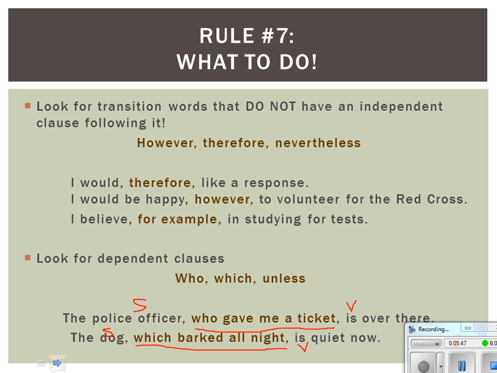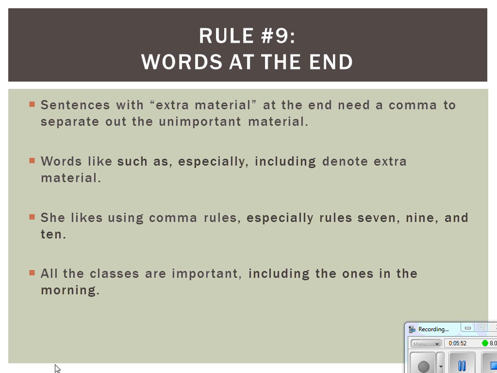All right, now we're going to move on to Rule 9. This is where we have extra material at the end of a sentence. And the first thing we need to keep in mind with Rule 9 is the sentence structure. Your independent clause comes first, then your comma, then your phrase.